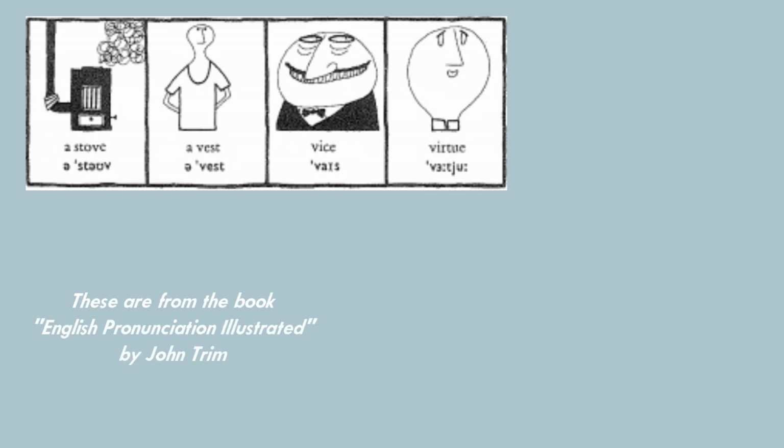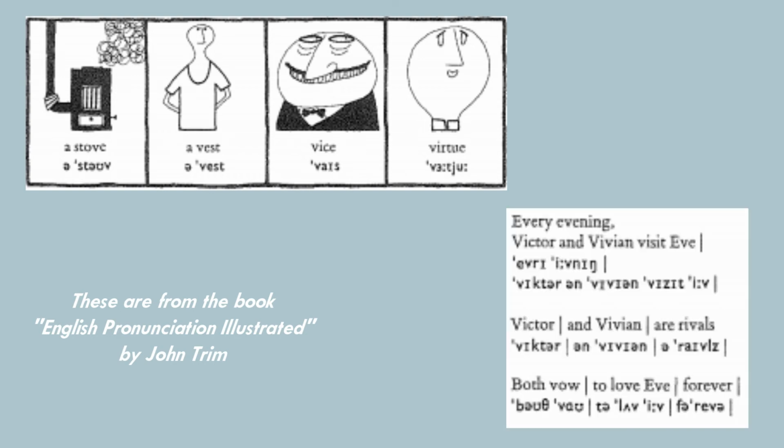A stove, a vest, vice, virtue. Every evening, Victor and Vivian visit Eve. Victor and Vivian are rivals. Both vow to love Eve forever.